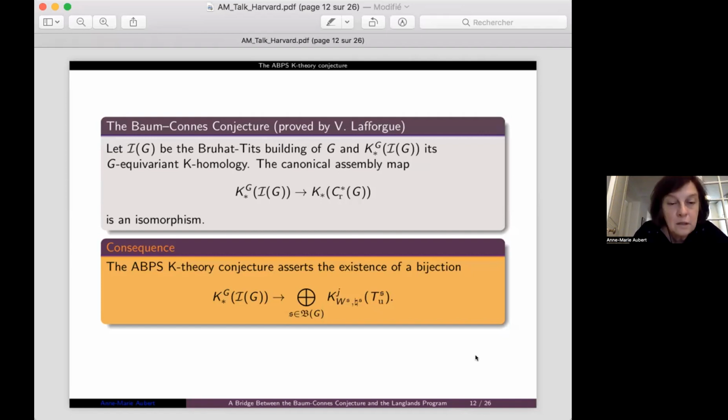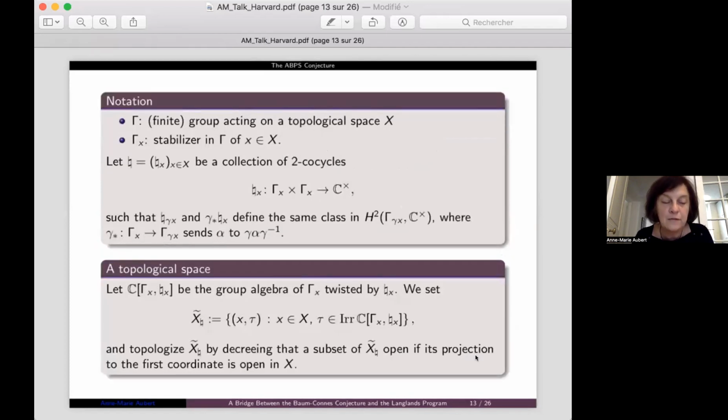So now, I say that it is the ABPS K-theory conjecture. Actually, it's a facet of our conjecture. And now I will explain briefly what the conjecture is at the level of not only tempered, but smooth irreducible representations. And for this, I need the notion of an extended quotient, or more generally, twisted extended quotient, but it's very easy to define. So you start with a finite group, gamma. You can think of the group WS that we had before, but soon you will have another group.